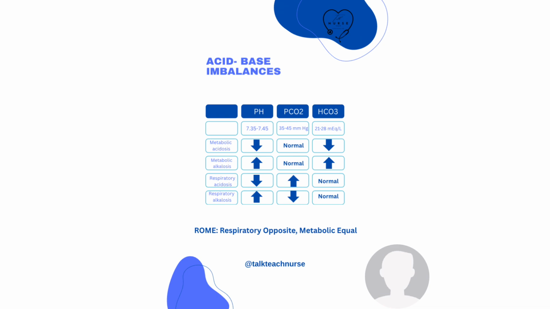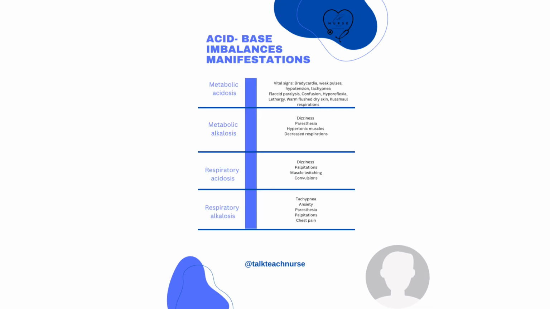Some of the things that we're going to look at next, we're going to consider just the acid base imbalance manifestations. When you're looking for metabolic acidosis, the vital signs are going to be bradycardia, weak pulses, hypertension, tachypnea. When you look at other things, you look for flaccid paralysis, confusion, hyperreflexia, lethargy. Their skin will be warm, flushed, and dry. Kussmaul's respirations.